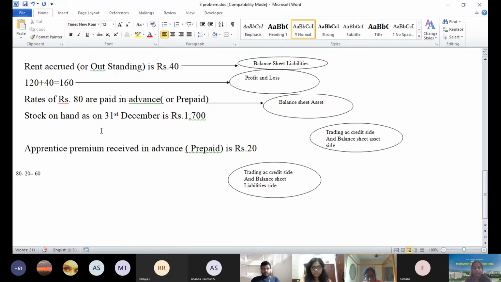Ma'am, apprenticeship premium comes in the credit side of the profit and loss account, not the trading account. Yes, it is coming in the credit side of the P&L account. Sorry, I've written it like that because the above one was the trading account, so I copied it. So it is profit and loss account, credit side, and balance sheet, liability side.